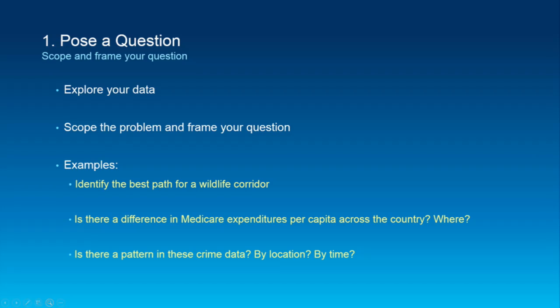And there's a few examples here of identifying the best path for a wildlife corridor. On Monday you saw green infrastructure being presented, and there were some great examples of those kinds of questions. Sometimes you're looking at demographic information or expenditures of certain kinds, like what's the difference between Medicare expenditures across the country? That's a United States example. Global example, is there a pattern to the crime data by space or by time, by location or by time?